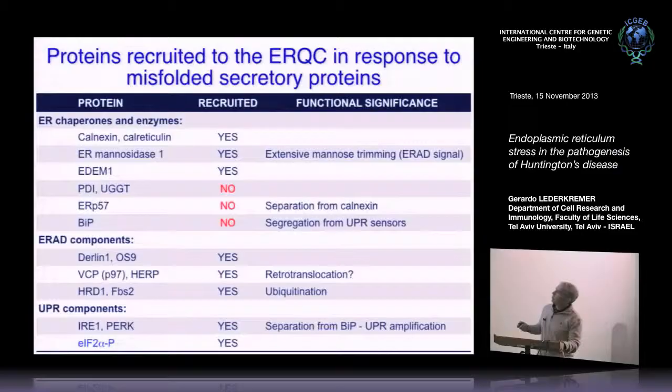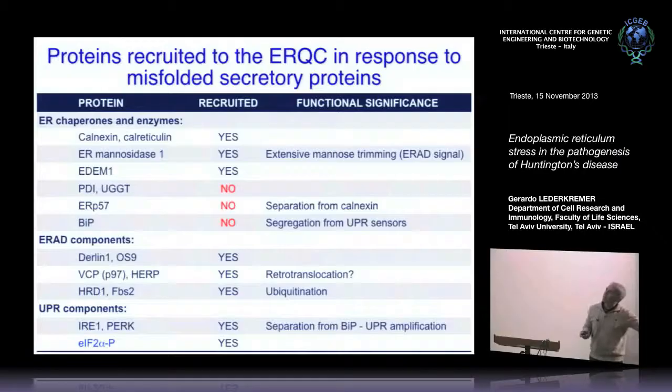And this is just, to make a long story short, a table of several components that accumulate, for example, chaperones like calnexin and calreticulin, and this central enzyme for the ER quality control. I won't have time to get into details. We did many studies with ER mannosidase 1. So all these proteins accumulate in this ERQC, while others do not: BIP, ERp57, PDI, the oxidoreductases, for example, do not accumulate in this region in response to the accumulation of a misfolded secretory protein.